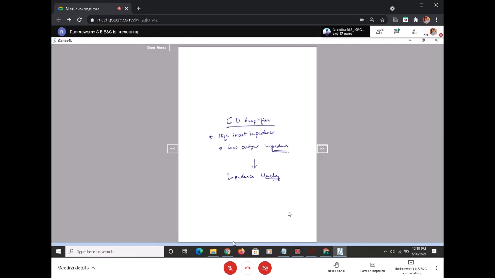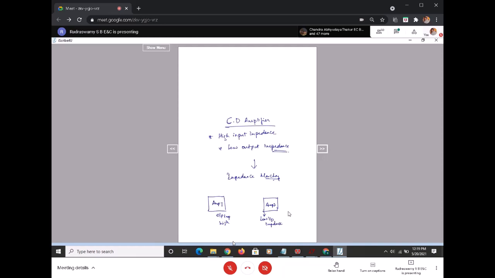So what exactly do we mean by impedance matching? For example, assume that there is one circuit, maybe an amplifier, whose output impedance is high. I have one circuit here, which I call an amplifier, whose output impedance is high, and I have one more circuit at the other end, which is another amplifier, which has low input impedance.